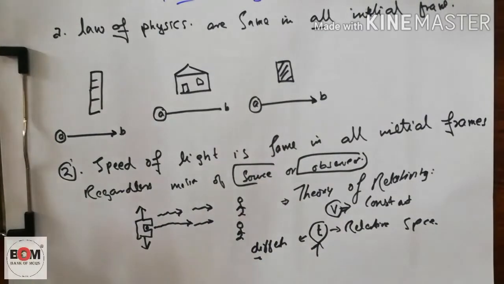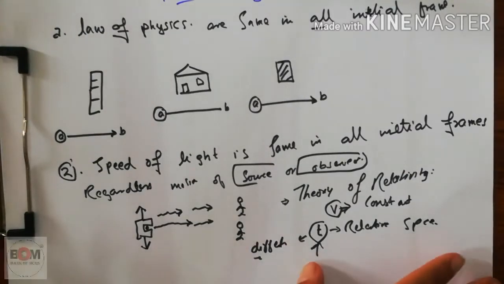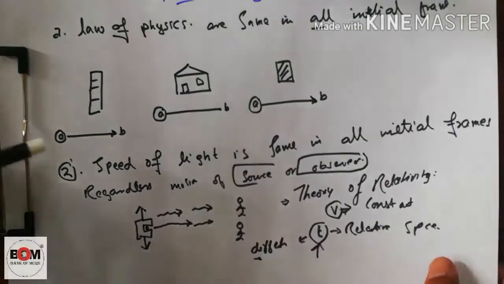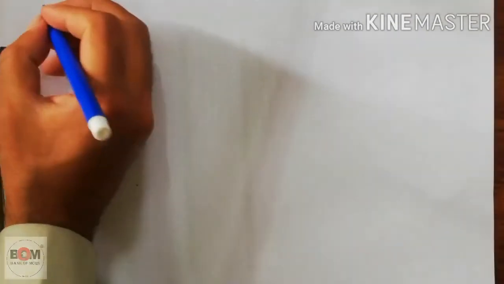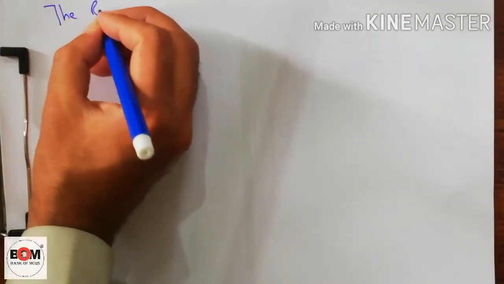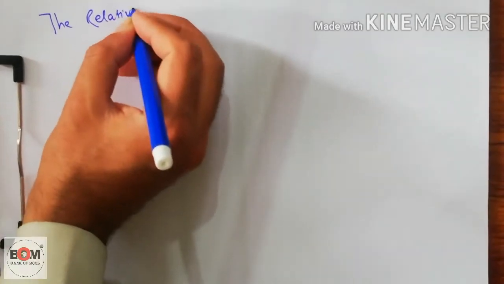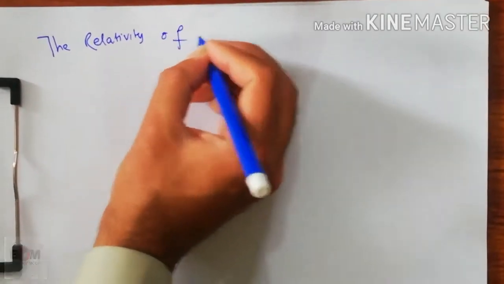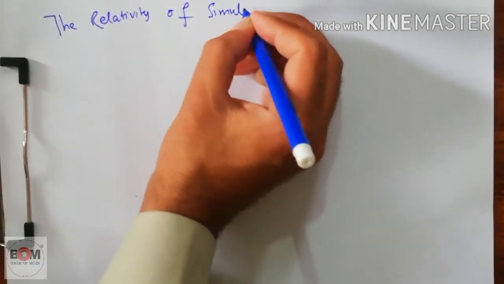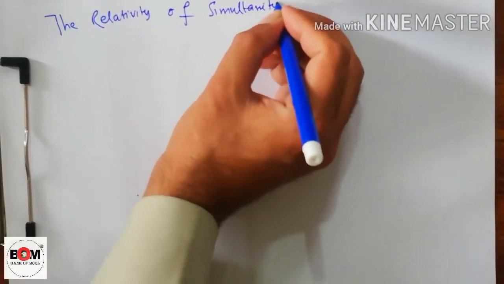Now, there are consequences of special theory of relativity which we will discuss one by one. The first one is the relativity of simultaneity.